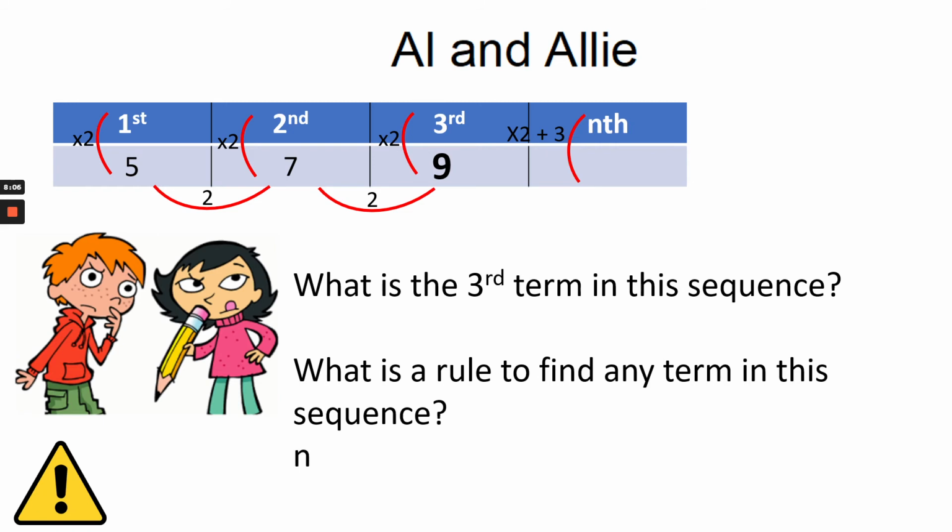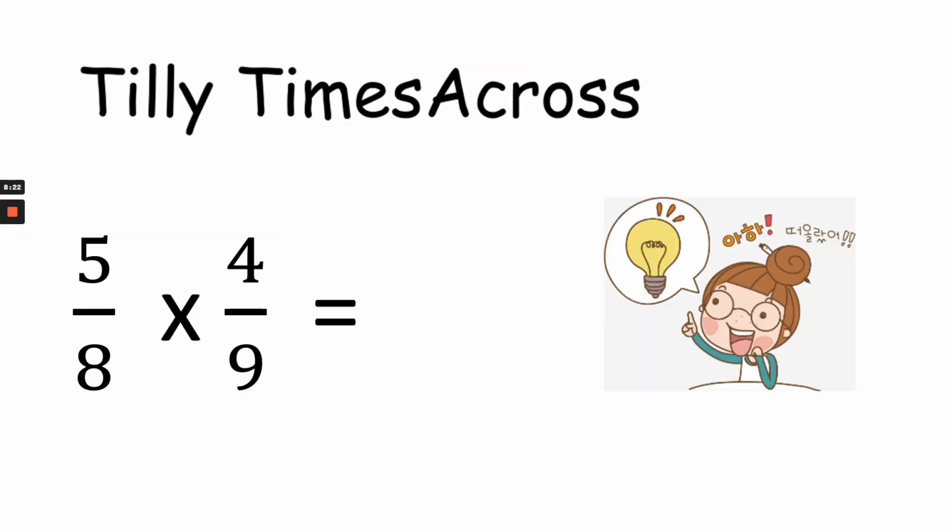N is any term in my sequence. I timesed each one by 2 and then I added 3. 2n plus 3 will always give me one of the terms in my sequence. Well done, Year 6. All right, moving on to someone a bit more familiar.